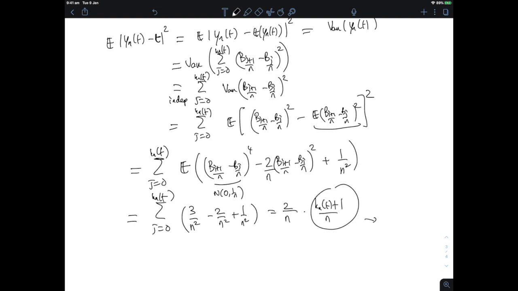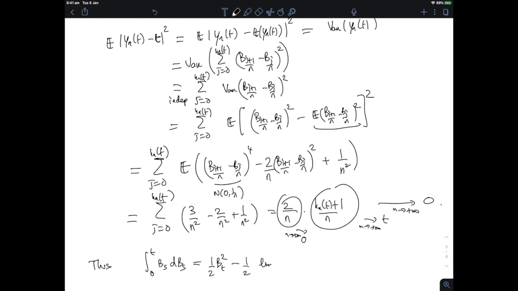But this goes to t as n goes to infinity, and this goes to 0 as n goes to infinity. Therefore, the entire thing goes to 0 as n goes to infinity. Now, that is to say that yn of t goes to t. Therefore, the integral from 0 to t of bs dbs is equal to 1/2 of bt squared plus 0 minus 1/2 of the limit in L2 as n goes to infinity of yn of t, and we've just seen that this is t. So 1/2 bt squared minus t over 2 is the answer. And we've completed our first computation of an Ito integral by hand.